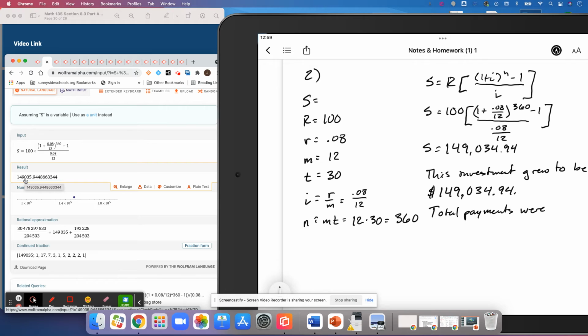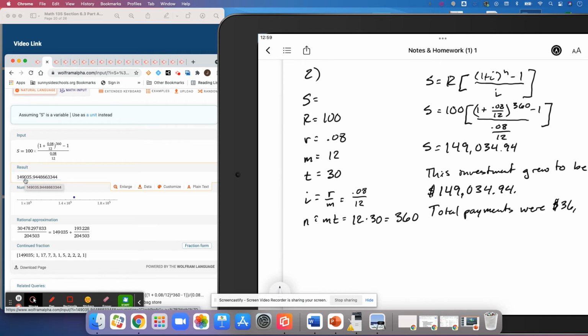Just going to throw that in the calculator really quickly. I'm kind of brain fogged today. So I've got 100 times 12 times 30. $36,000 went in. And so if we take that 149,000 minus 36,000, we end up with a growth. They gained a lot of money on this darn thing.